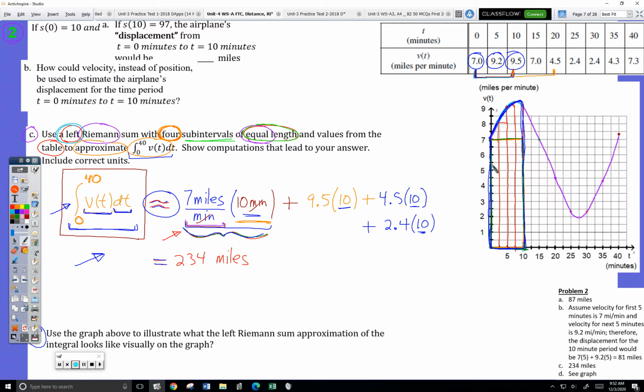Like if it said use the right one, as I'm drawing the left one on the graph, there's so much area that goes above and below and doesn't fill in the graph exactly. But if I use the right Riemann sum, it might be completely different.